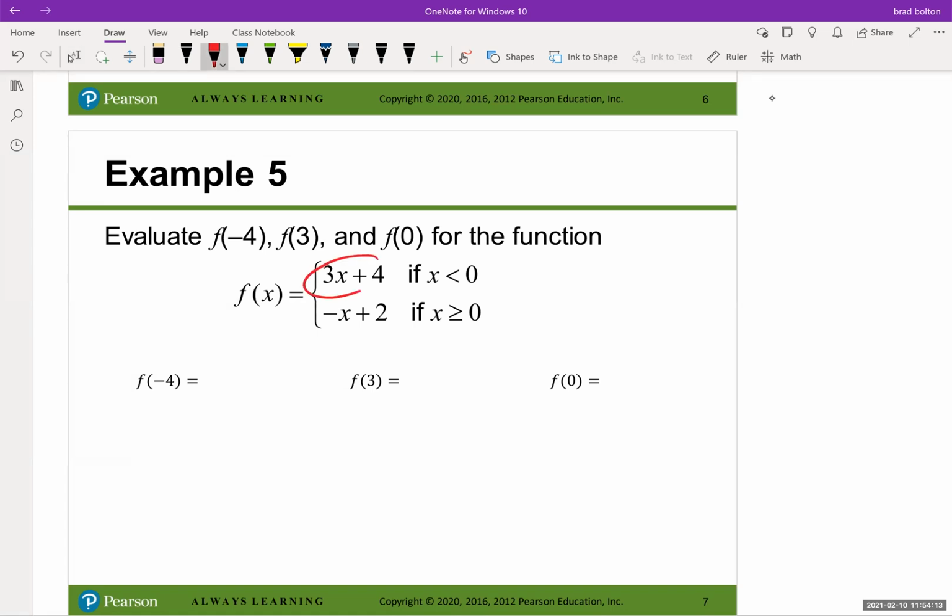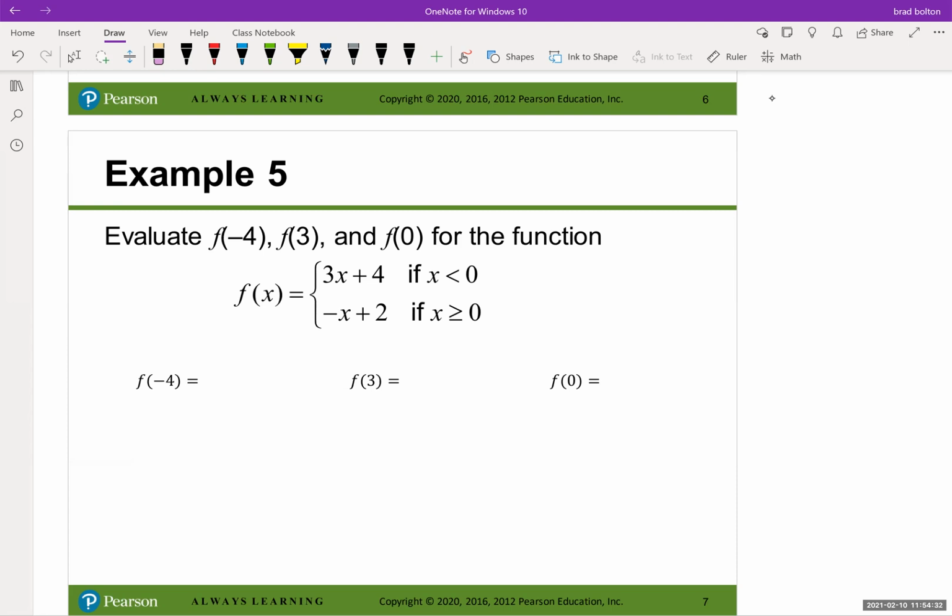So here's a line, 3x plus 4, and here's a line, negative x plus 2. Sometimes they'll mix in parabolas, sometimes absolute values. So piecewise defined functions are different than you think. Think of them more as pieces of other functions, okay?